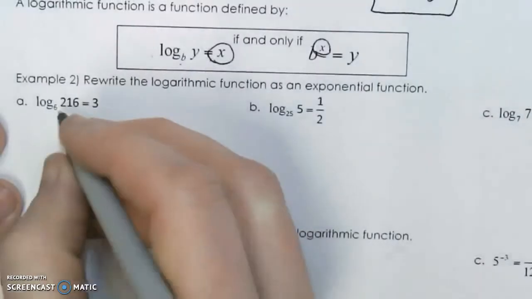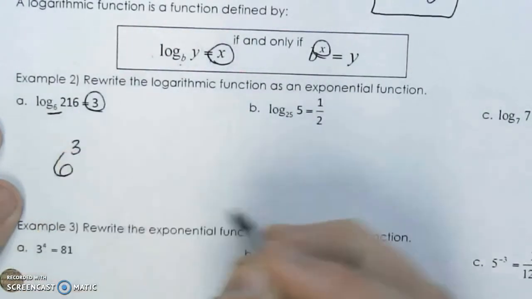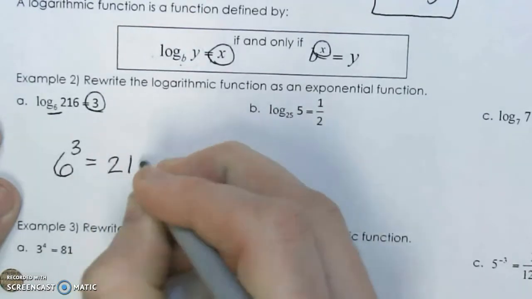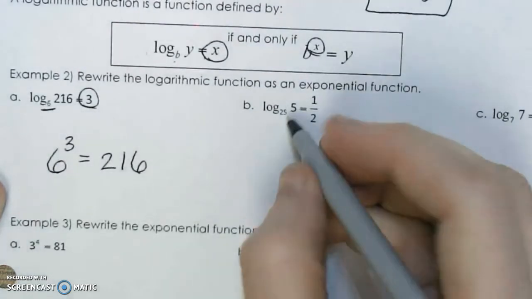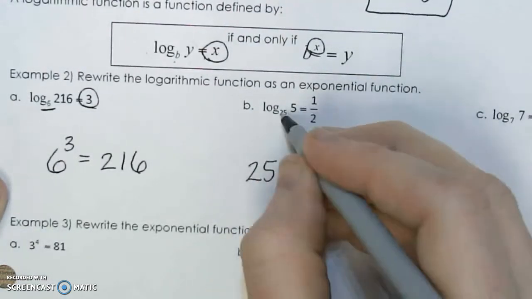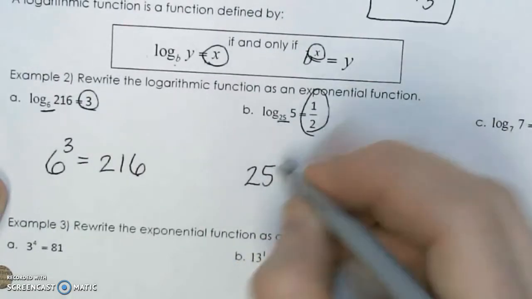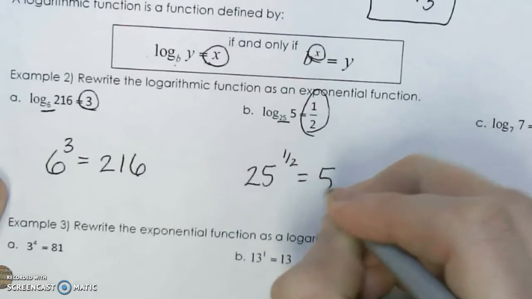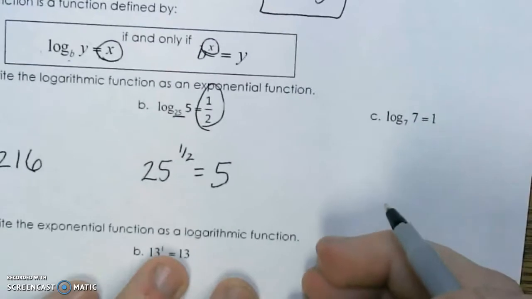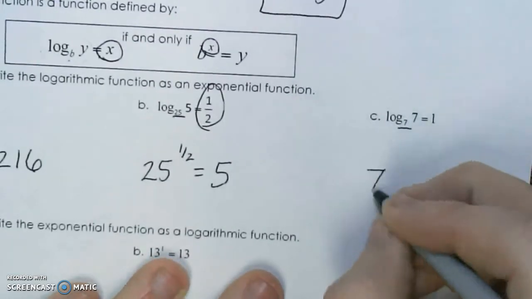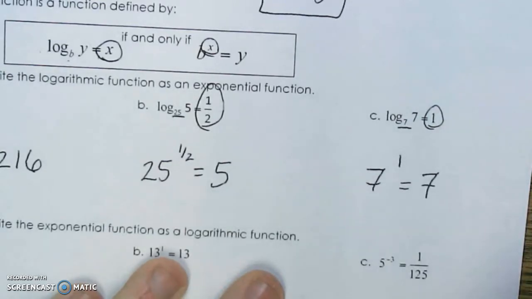So to change this into exponential form, you've got a base of 6, that's a big 6. The log equals your exponent, so 3, and then 216 is what it equals. And it should make sense. 6 cubed is 216. Here my base is 25, and then the log equals 1/2. So the exponent is 1/2, and then equals 5. 5 to the 1/2. 1/2, remember, is square root, so square root of 25 is 5. I've got base 7. The log equals 1, so the exponent is 1, and it equals 7. And 7 to the first does equal 7.